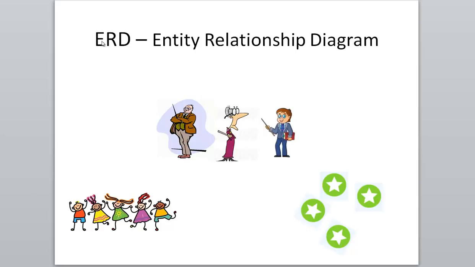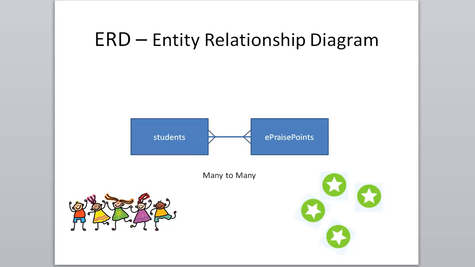Now we've been talking about entity relationship diagrams and why they're important. And we've used the idea of cats and fleas to show a one-to-many relationship. Each cat can have one or more fleas, etc. Here we've got a more complicated data model. So if you've got lots of students and lots of ePraise points, it's a many-to-many relationship.